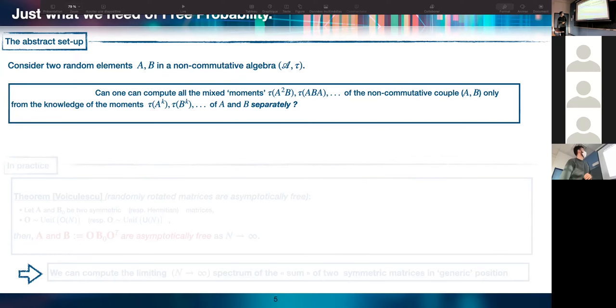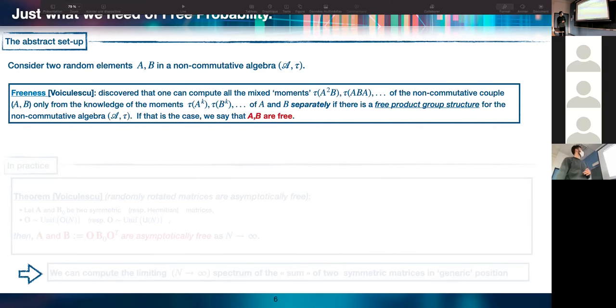In spirit, what you are doing is trying to make sense of the joint law of a and b, trying to express it in terms of the law of a and the law of b. And it turns out that there is an underlying structure which is called freeness, where you can actually do such things. In this case, we say that the two operators are free. So that's the abstract setup.